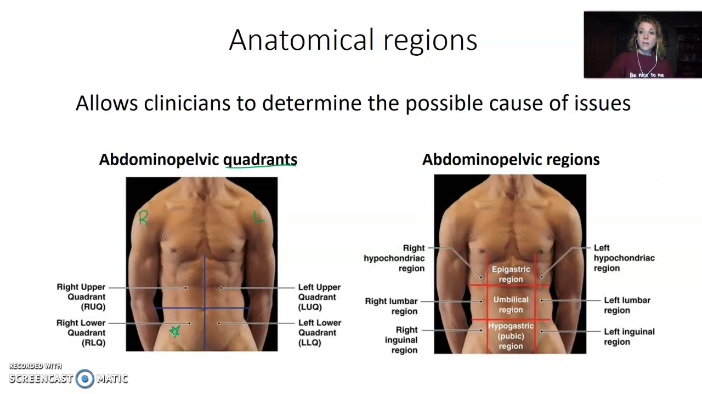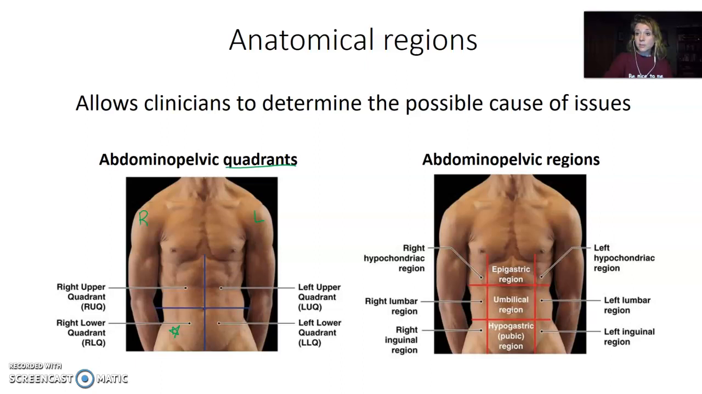But if we want to get even more specific than the 4 quadrants, we can divide our abdominal cavity into 9 different sections. So notice that we have 2 vertical lines that are drawn just medial to the nipples, and our first horizontal line is drawn just inferior or just below the rib cage, and the second horizontal line is drawn just on top of or just superior to the pelvic bones. The resulting 9 squares are called the abdominal pelvic regions.